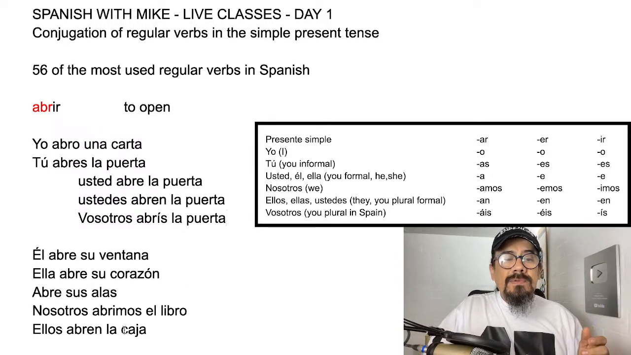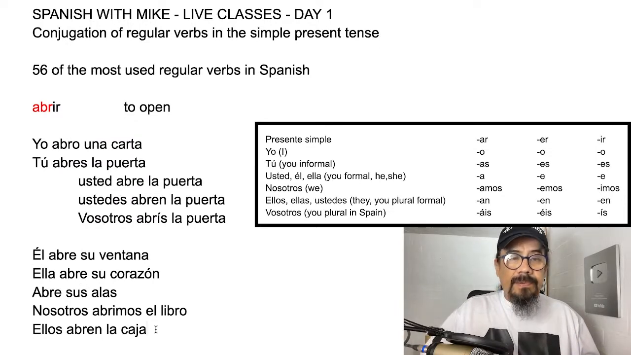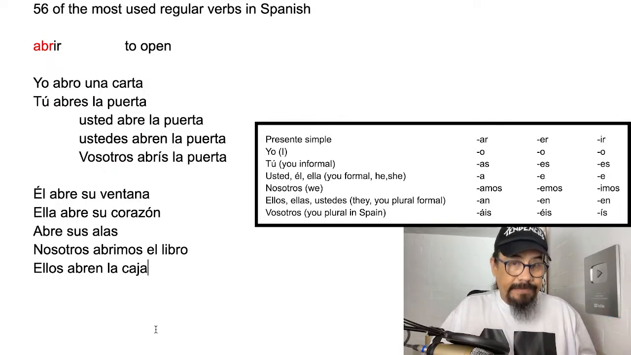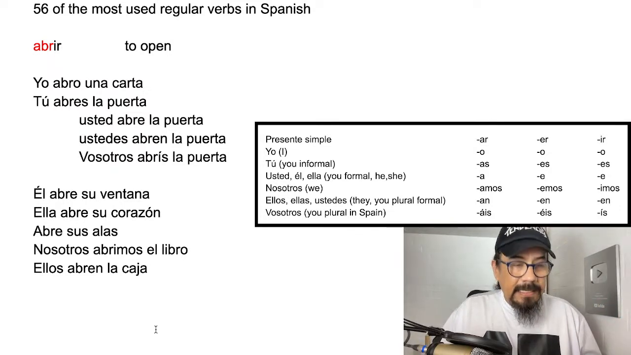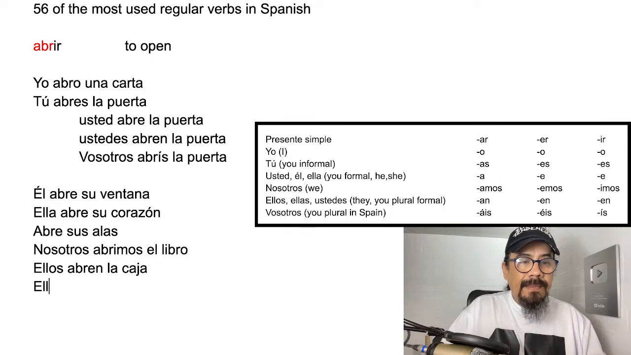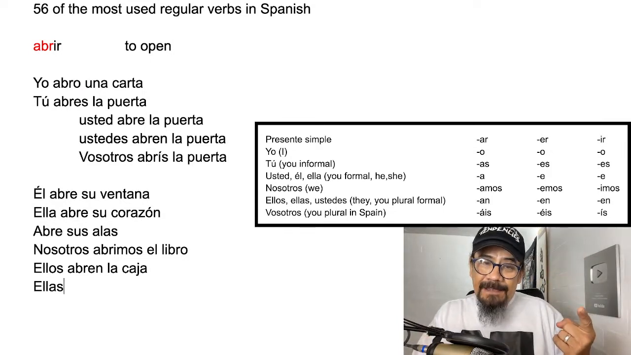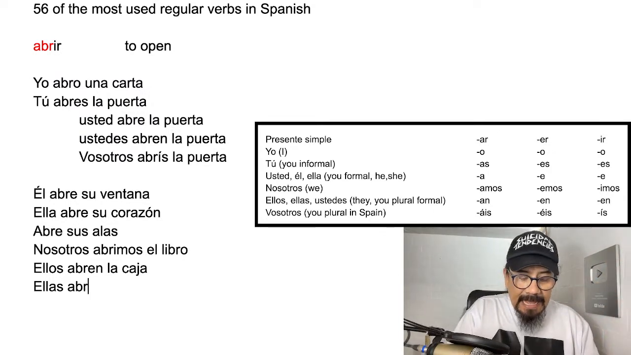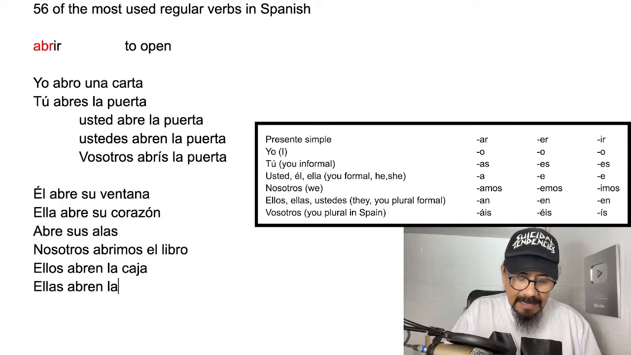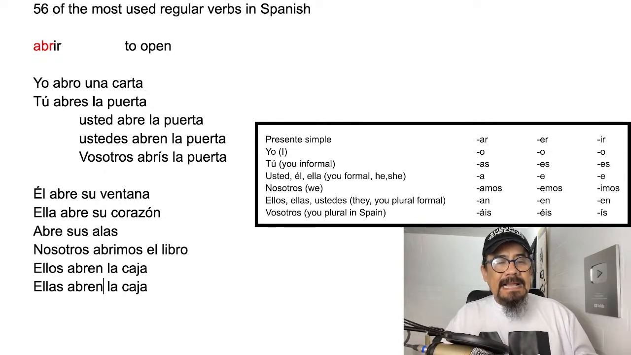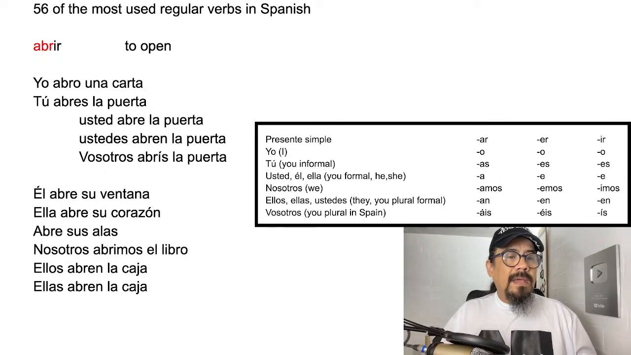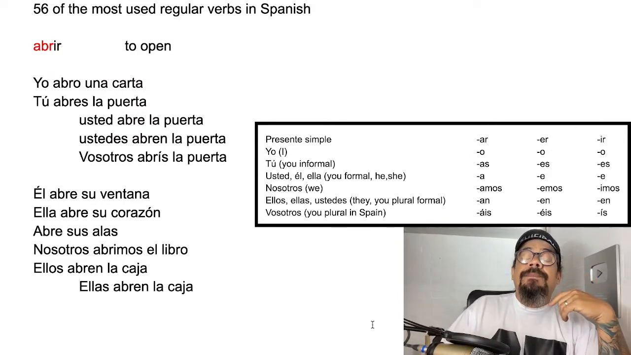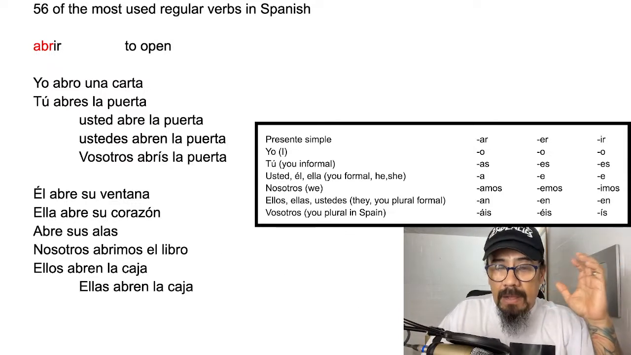Oh, one more thing. For ellos, because in Spanish we have gender differences in the language, we say ellos, they, if it's male, ellas, if it's female, but it's exactly the same, abren. Ellas abren la caja, it's exactly the same. So here we have the conjugations in the simple present tense for all of the pronouns.